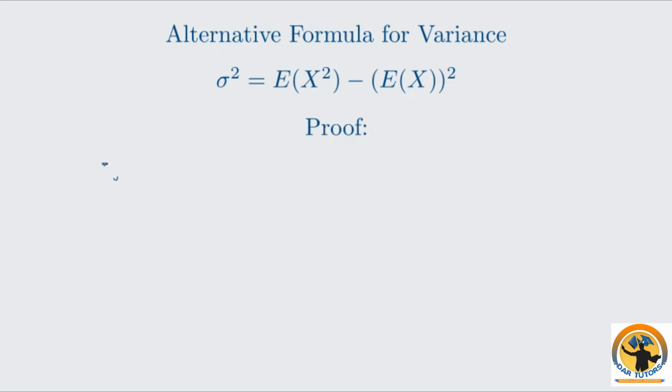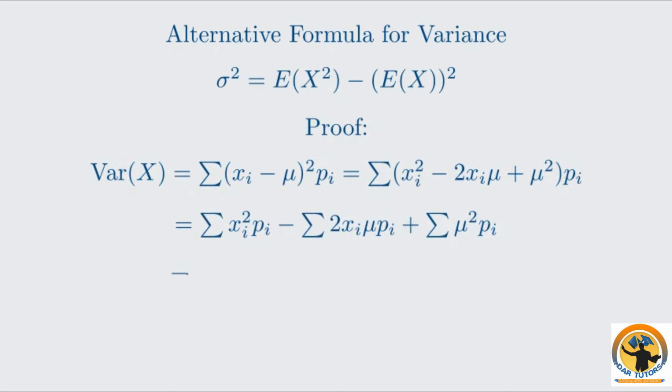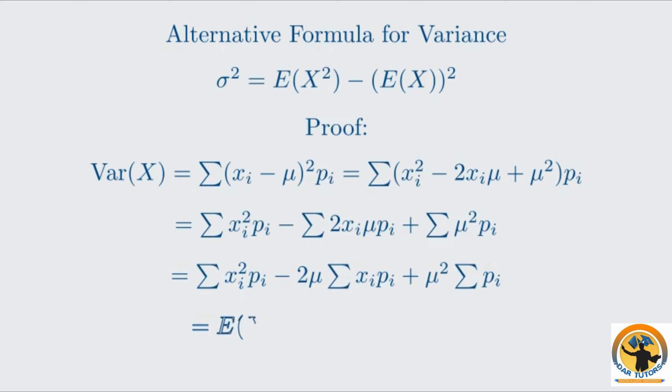Let's prove this. We start with the definitional formula for variance. We expand the term inside the summation. Then we use the property that the expectation of a sum is the sum of the individual expectations. This gives us three separate sums. The first sum is the definition of E of x squared.